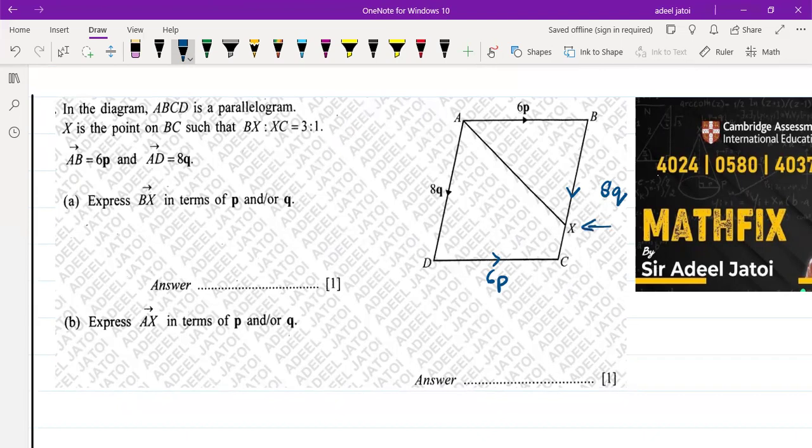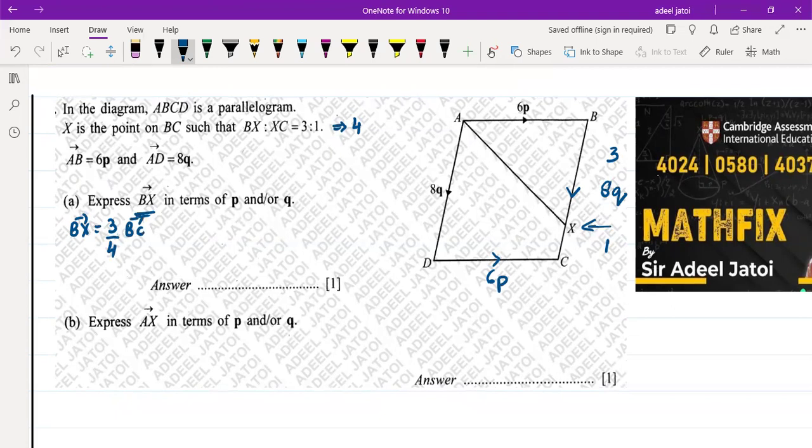Here's the point, such that BX and XC is 3 is to 1. Find out BX. So remember this, that BX is 3 and XC is 1. So 3 plus 1 is basically 4. So if I want to find out BX, I will do 3 upon 4 of the entire line BC.